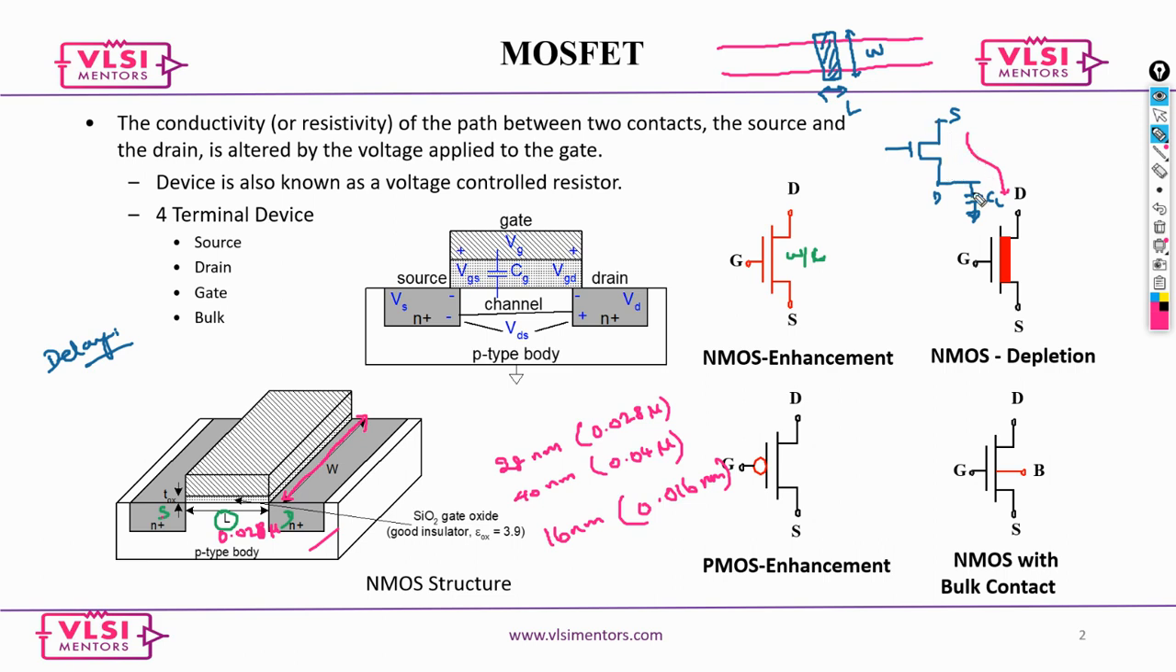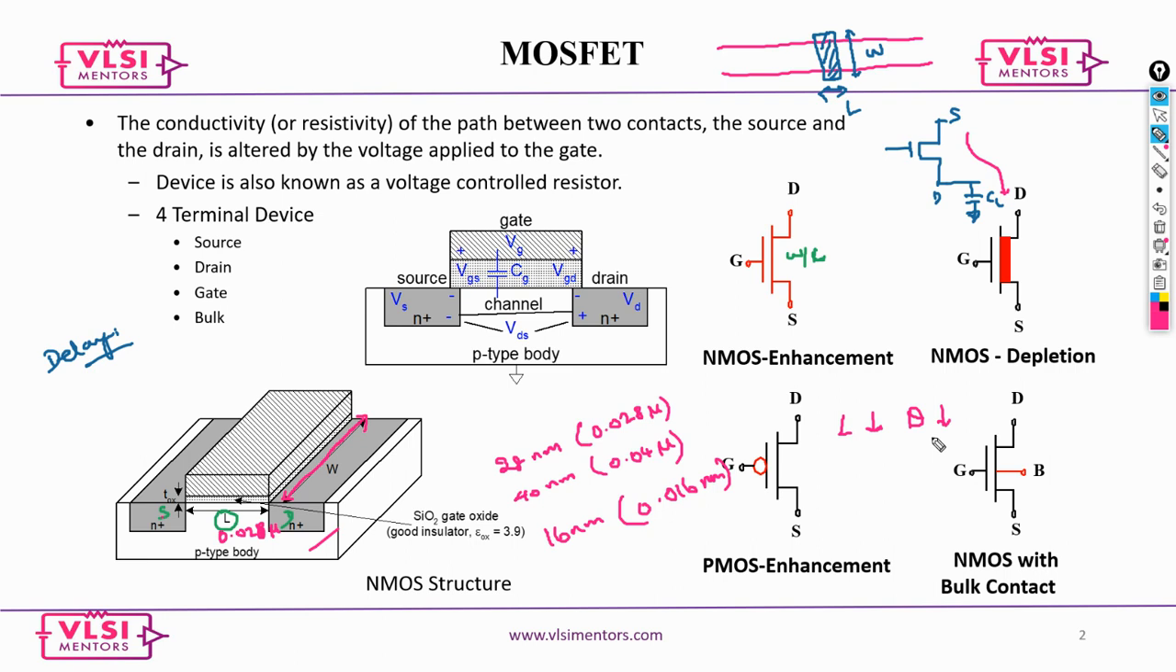Now remember this, your L. So when L reduces, what happens to your delay? Decreases. Okay, delay decreases. Now that is the main reason we always go and target the lower node.